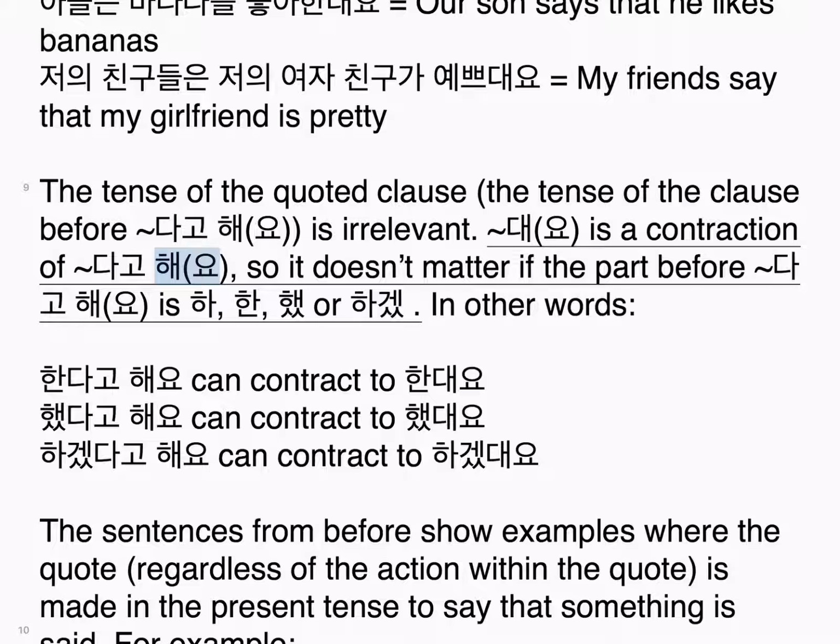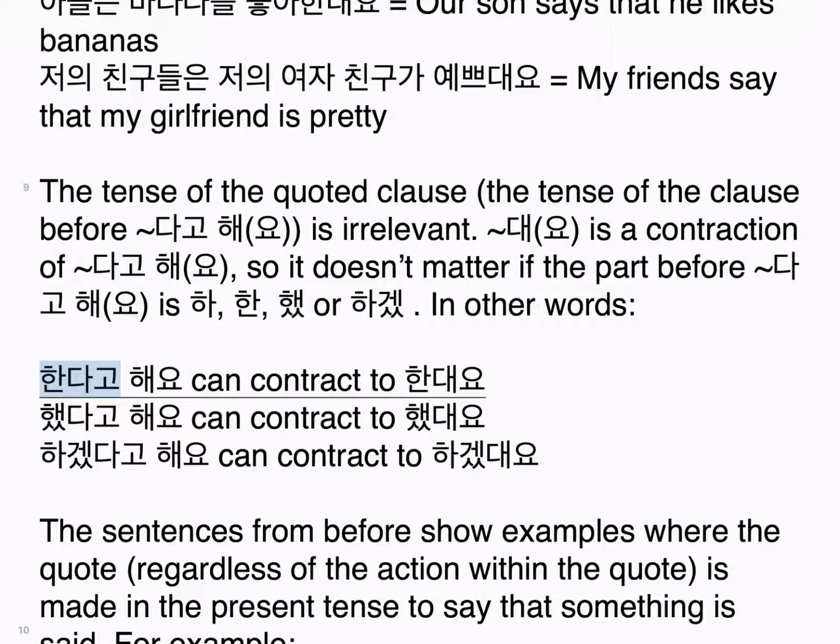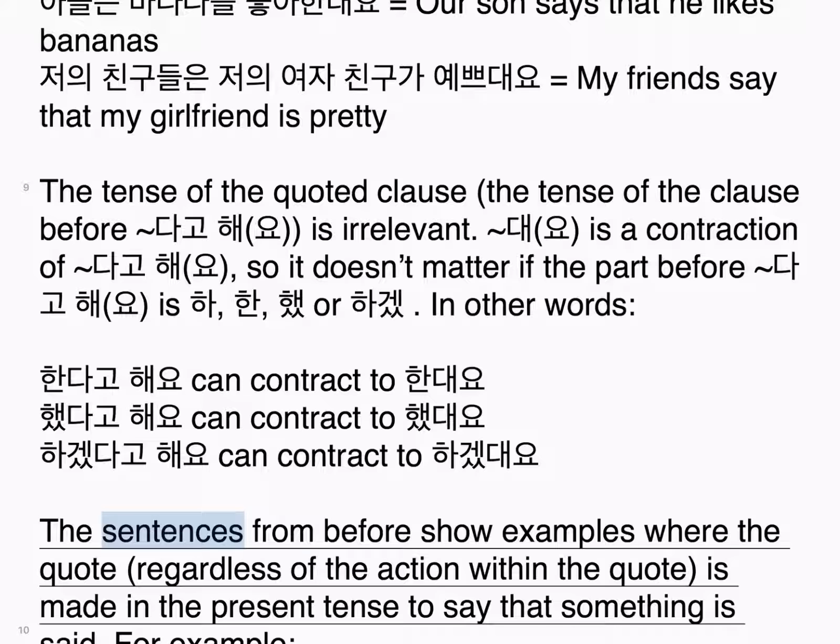So it doesn't matter if the part before 다고 해요 is 한, 했, or 하겠. In other words, 한다고 해요 can contract to 한대요, 했다고 해요 can contract to 했대요, and 하겠다고 해요 can contract to 하겠대요. The sentences from before show examples where the quote, regardless of the action within the quote, is made in the present tense to say that something is said.